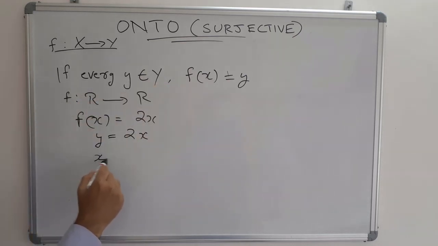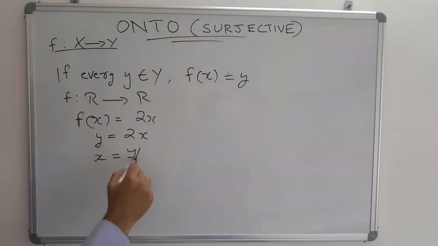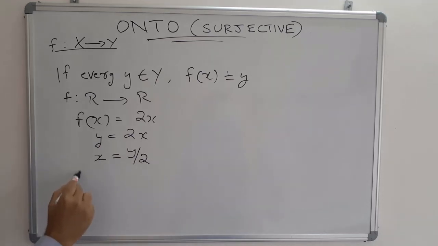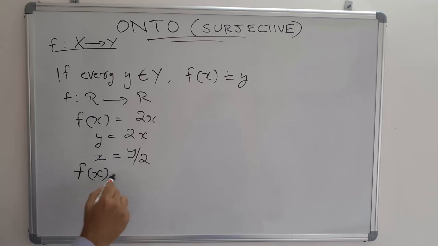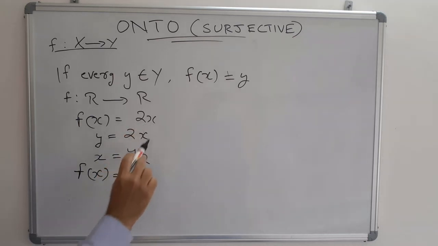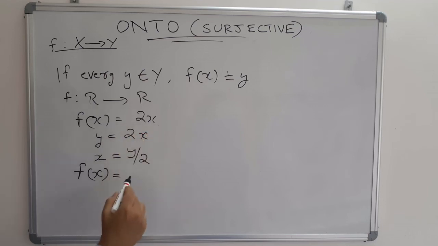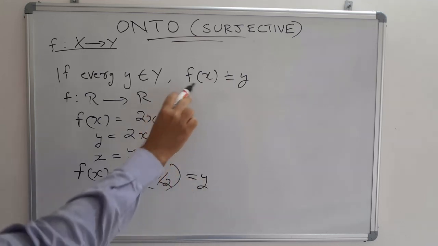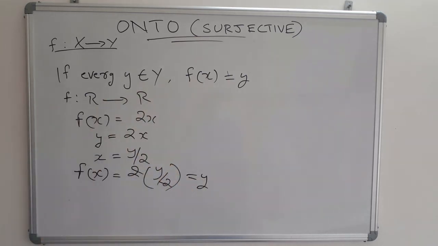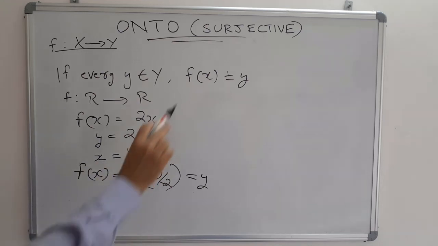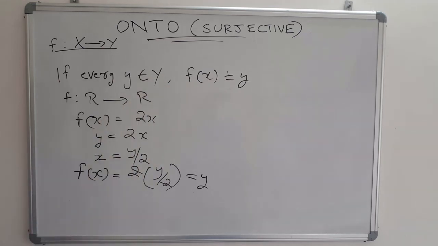So what is x? X is y by 2. So this is the value of x in terms of y. And we are going to put it in f of x equal to 2x. So we'll put y by 2 in place of x in the function definition. So that is equal to y. So here f of x we got as y. When we replaced x in terms of y from the function definition, we got f of x equal to y. That means it is an onto function.